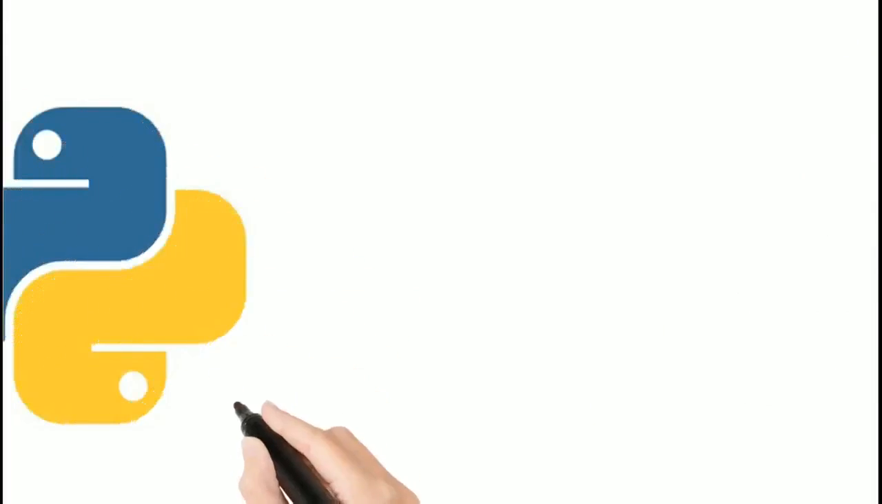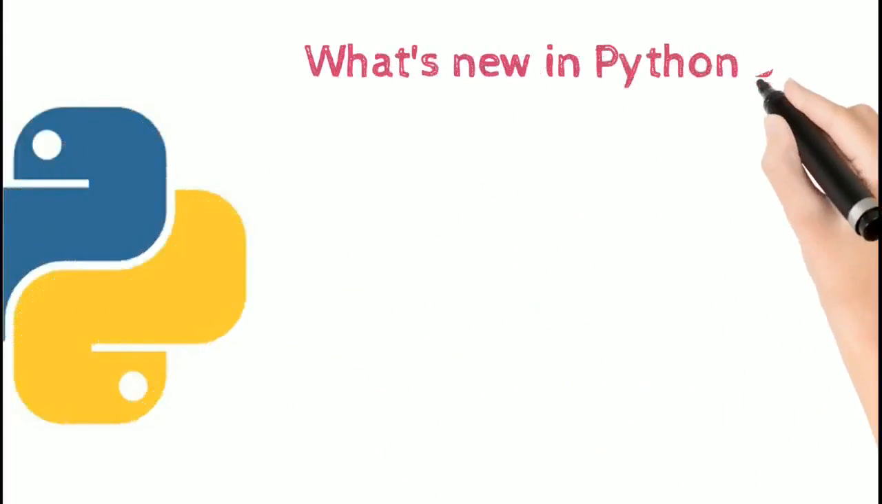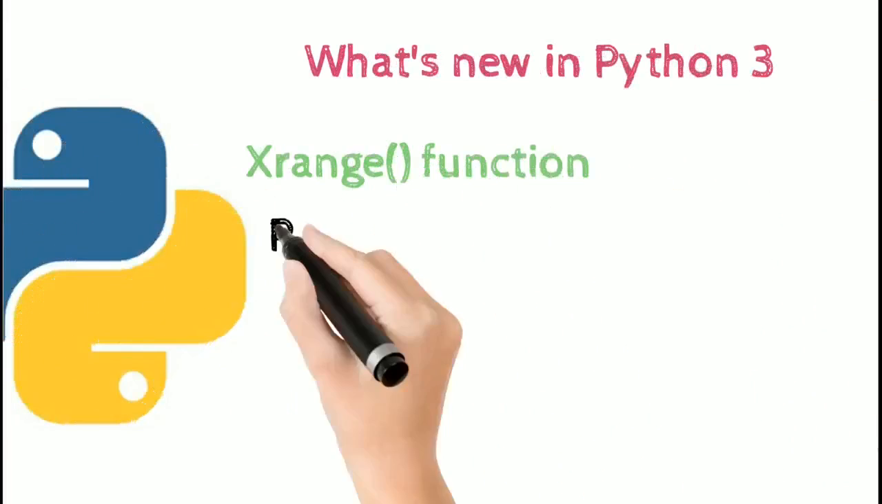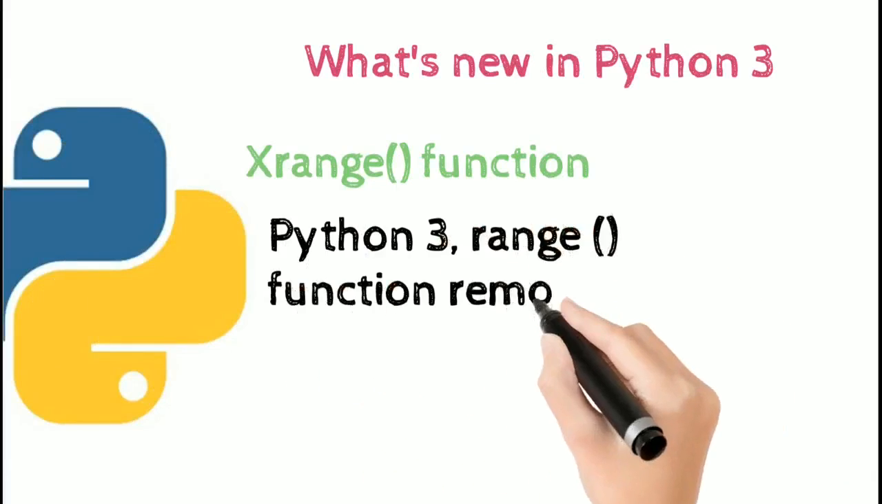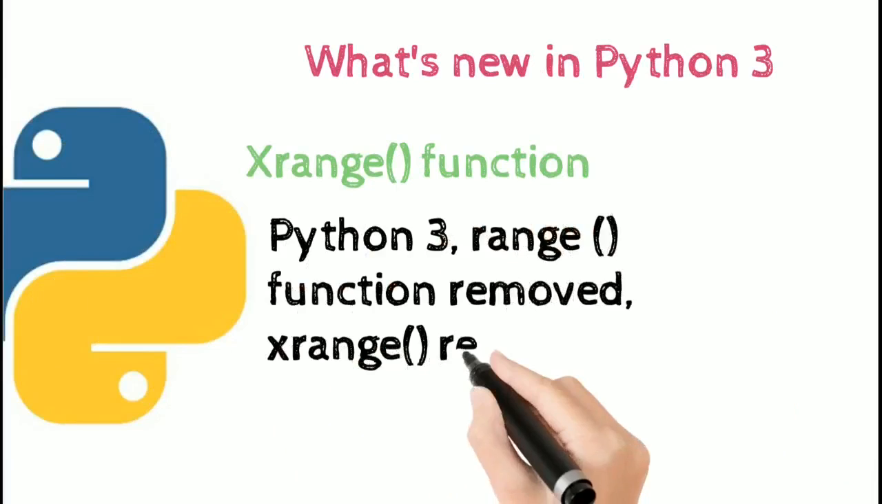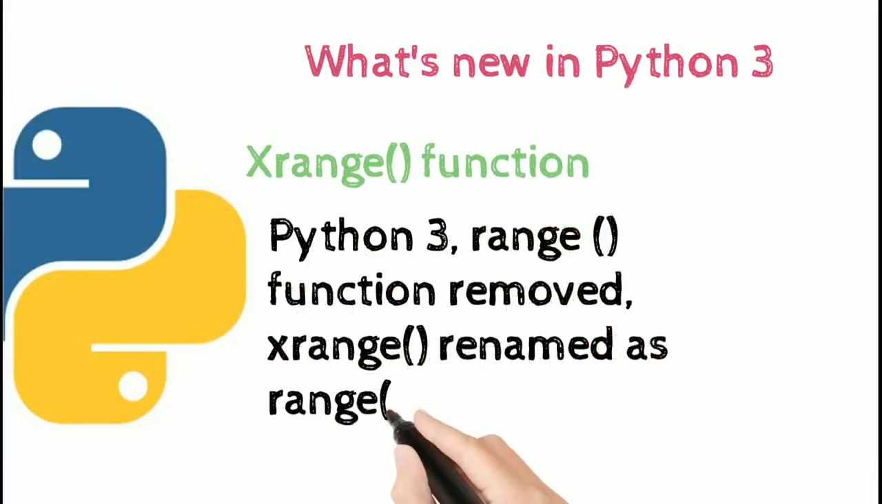And next, in the same function, what's new in Python 3? The same xrange function in Python 3 works in a different way. Here the xrange function is removed. In Python 2 the xrange function also returns some value, so it is renamed as the range function.